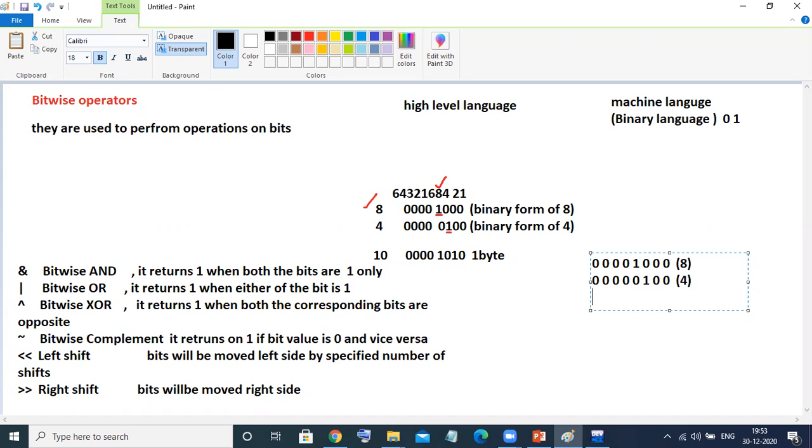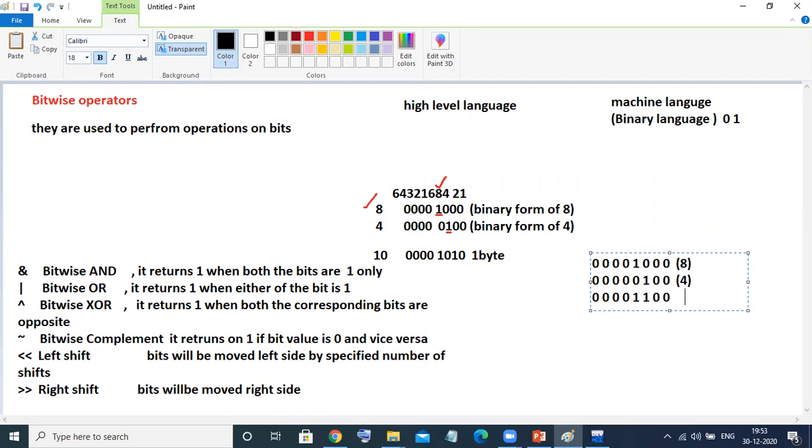Okay, now what would be the result here for OR? If any one of the bits is 1, then the result will be 1. So here both the bits are 0, so the answer is 0. Both the bits are 0, so the answer is 0, 0, 0. But here one bit is 1, another bit is 0, and the answer is 1. Then one bit is a 0 and the second bit is a 1, and the answer is 1 and 0, 0.